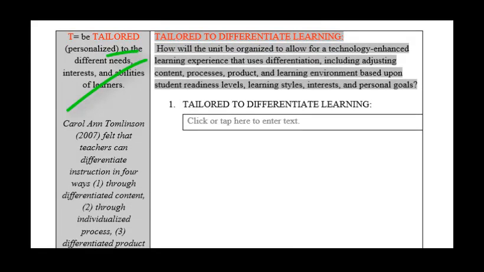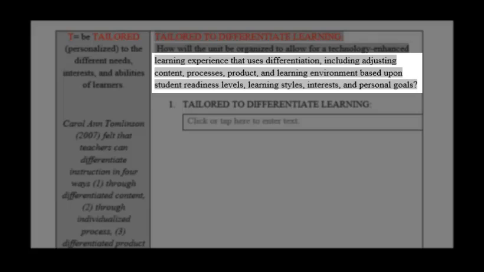In any lesson, it's important for the information to be tailored. In other words, we want to personalize different needs, interests, and abilities of a variety of learners. This will help us organize the unit to allow for technology-enhanced experiences using differentiation. This will include adjusting the content as needed, using various processes, products, and learning environments, and we'll base this upon student readiness levels, interests, personal goals, and learning styles.